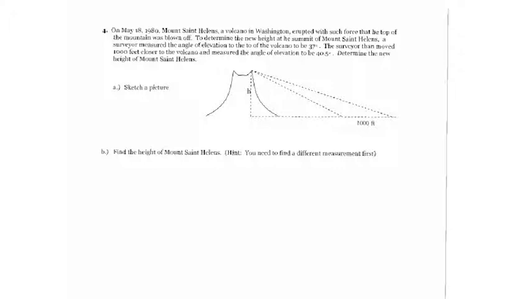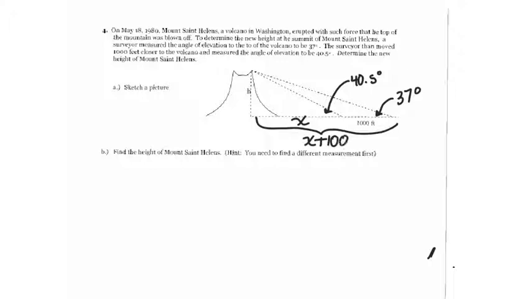So a surveyor measured the angle of elevation of the volcano to be 37. So I think that's this one, 37 degrees. And then he moved 1,000 feet closer, and he found this angle here to be 40.5 degrees. And it says, determine the new height. But we don't know this piece either. I'm going to draw that in there. And then I'm going to think about this whole piece as x plus 1,000.